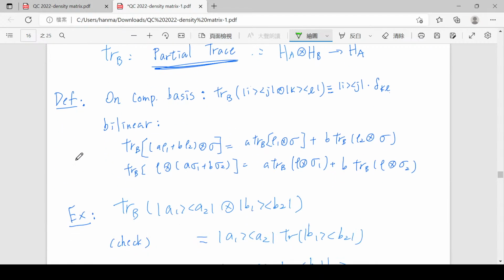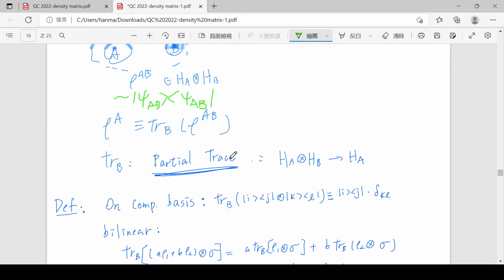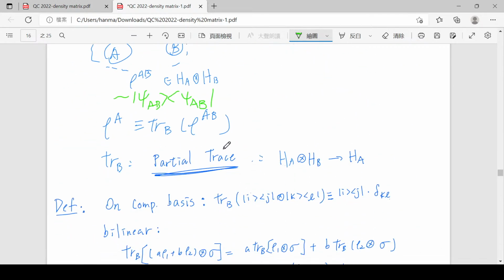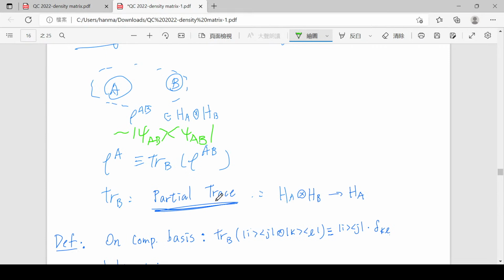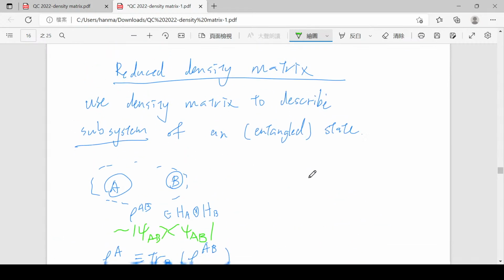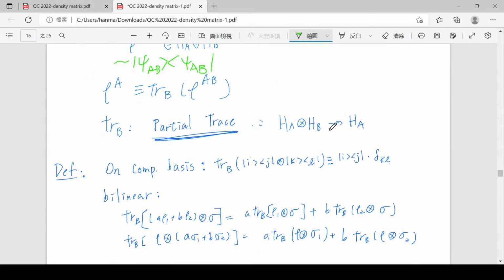It's an easy calculation, but it's quite an important concept. So what is this partial trace operation? Well, first, it is an operation that maps a bigger matrix to a smaller matrix.